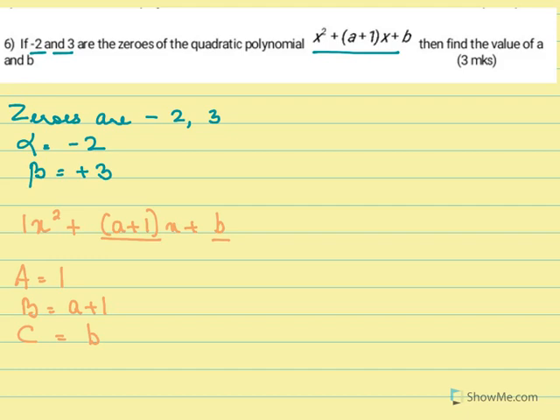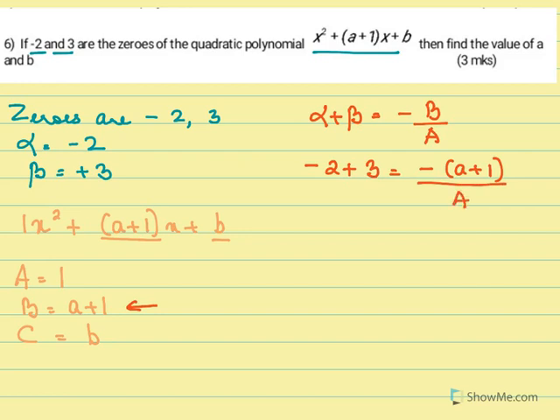Now we know the relationship between coefficients and the zeros. So alpha plus beta is minus b by a. So we'll put the values: alpha plus beta is minus 2 plus 3, equal to minus b by a. Our b we saw is a plus 1. Here we have b over a, and a is 1. So 1 equal to minus a minus 1. So a equal to minus 1 minus 1. So a equal to minus 2.